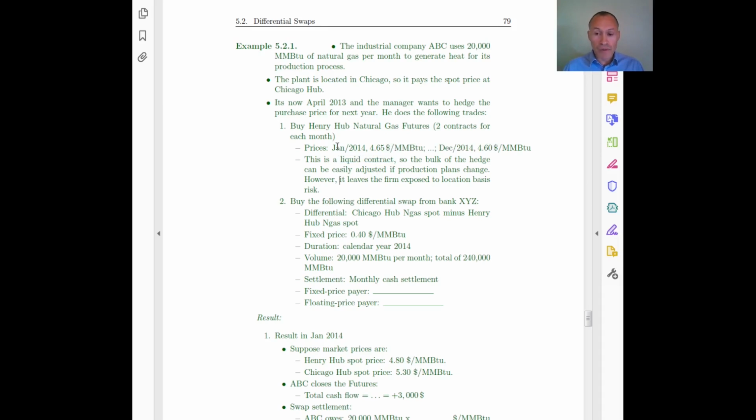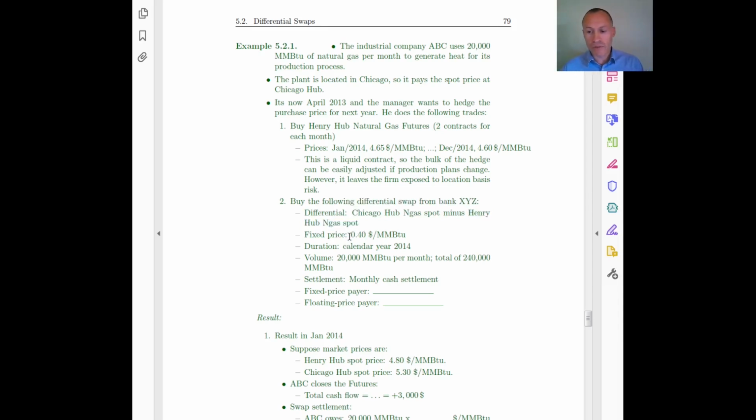But then we do not want to hedge the price of Henry Hub natural gas futures because we are located in Chicago. So we need to do this second step, which is going to hedge that difference between the location of the delivery point of the futures contract and the location where we really are. So the difference between Henry Hub and Chicago. So that's what we're going to trade with someone else, let's say Bank XYZ. We're going to ask for a differential swap between where we are, Chicago Hub, and the delivery location of the futures contract, the Henry Hub location.